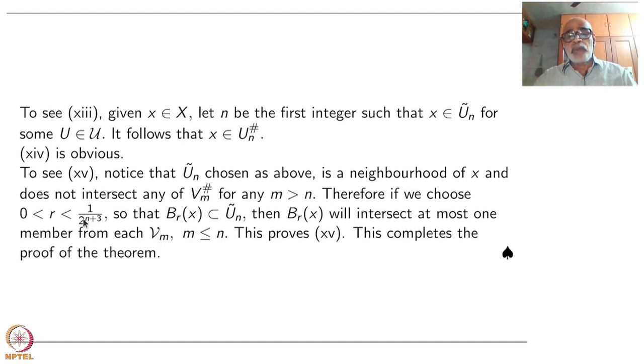As soon as m, it will not intersect anything smaller or bigger. One of them it will intersect. So that is why this 1 by 2 power n plus 3 I have to show. Once there is an r such that Br(x) is in Un twiddle, you can make it smaller also. You can take it smaller than 1 by 2 power n plus 3 also. Such a choice is possible, then it happens that it will intersect only one of them. So this completes the proof of the theorem.